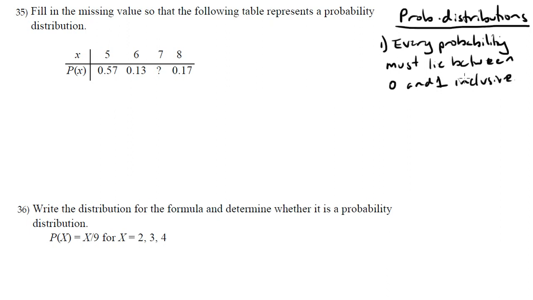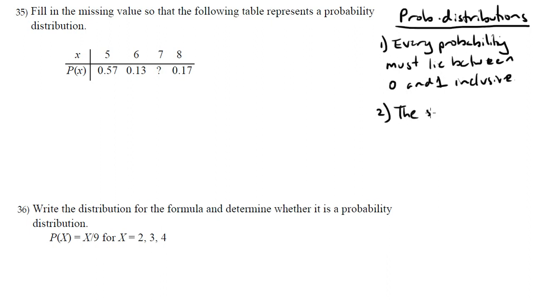Probability has to be between 0 and 1. A probability of 0 means an event never occurs. A probability of 1 means an event always occurs. Has to be between 0 and 1. There's no negative probability. There's no probability greater than 1.